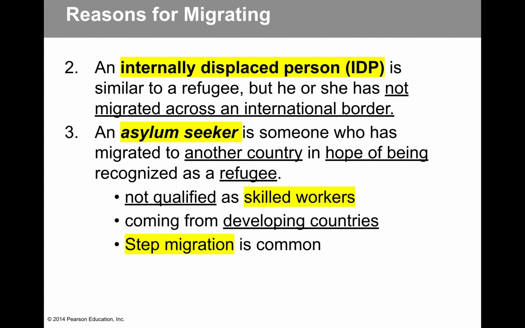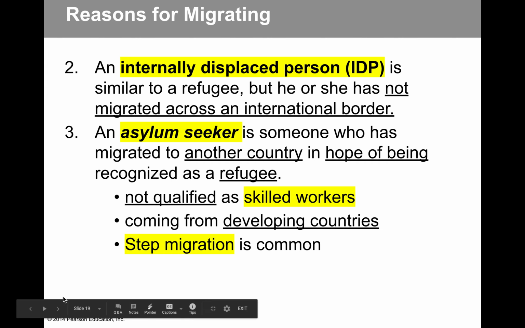With asylum seekers, it's very similar to step migration. Step migration, again, is when a person from a country of origin stops at numerous countries along the way before their final destination country. Those are asylum seekers.